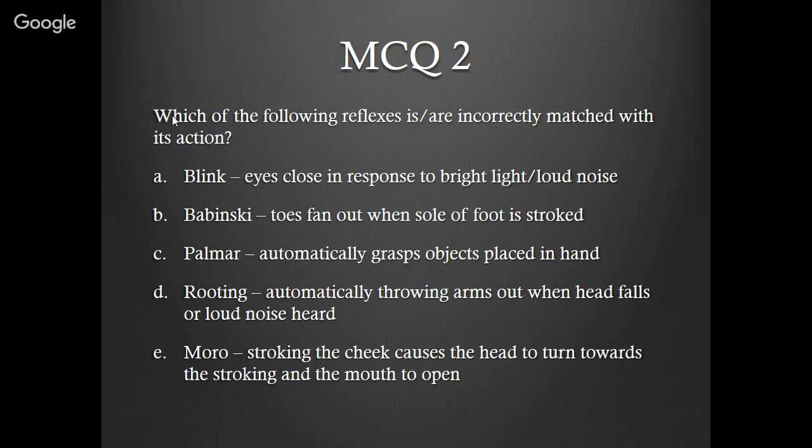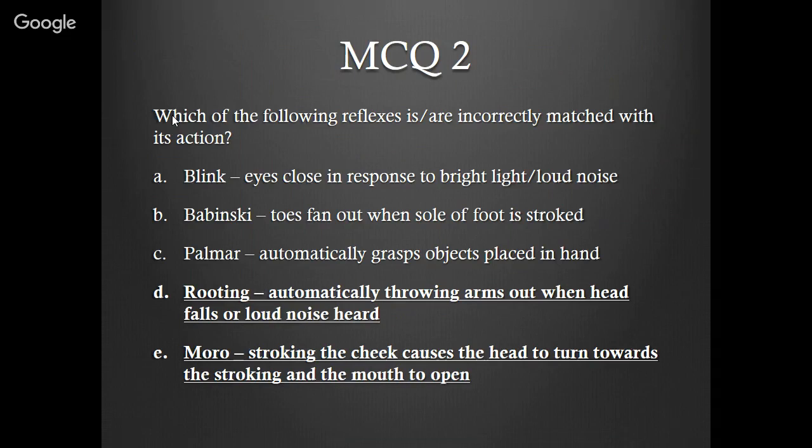Cool, so then here's another one, reflexes. Which of these, possibly more than one, is not matched with the reflex it represents. Code D, it's one of them. Any others? Yeah. It's pretty easy, right? If you know the list, you'll be fine.